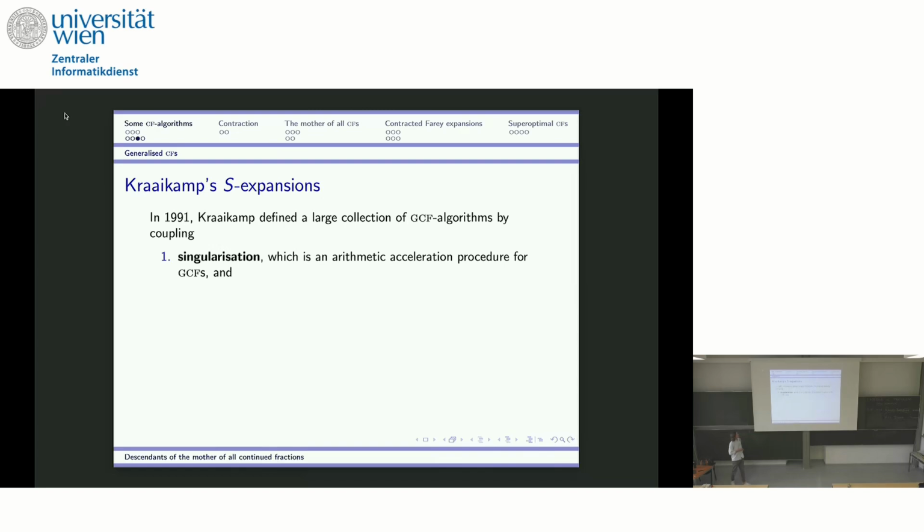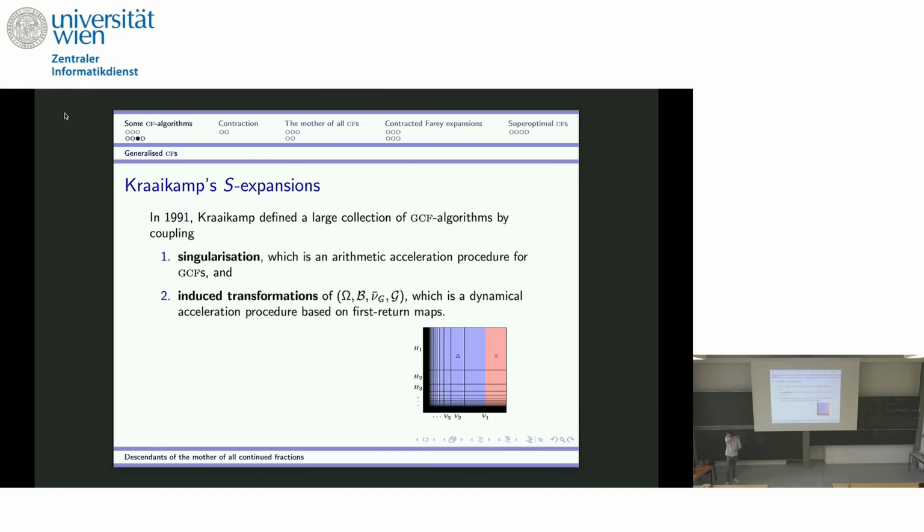Okay. Then the S-expansions introduced by Kraaikamp. So these are defined in 1991. And this gives a large collection of continued fraction algorithms that are based on coupling two acceleration techniques. So the first one is what's called singularization. And this is a method where you can sometimes take a continued fraction expansion, and from this produce a new continued fraction expansion whose convergents are a subsequence of the original convergents. So you can kind of accelerate by removing convergents.